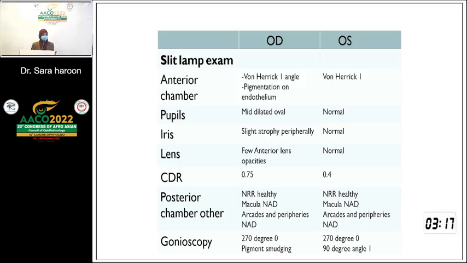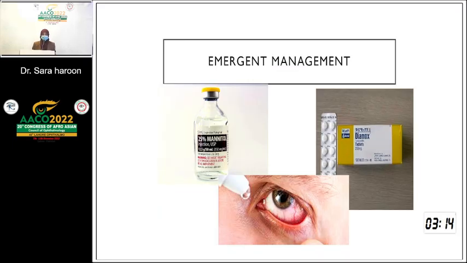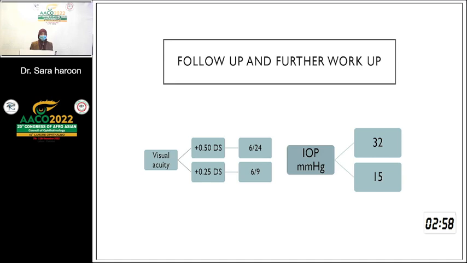pigment smudging seen. Emergently, we gave the patient intravenous mannitol after ruling out any contraindications. It was given slowly over an hour. The patient was sent home with Diamox 250 milligrams 4 times daily, potassium supplement, painkillers, and a regimen of anti-glaucoma therapy. After 3 days, the patient's vision had come to 6/24.